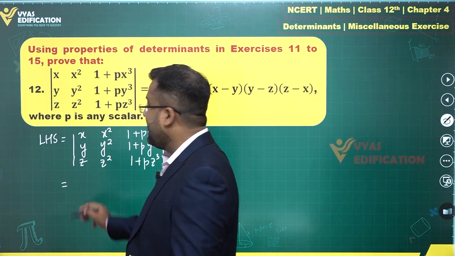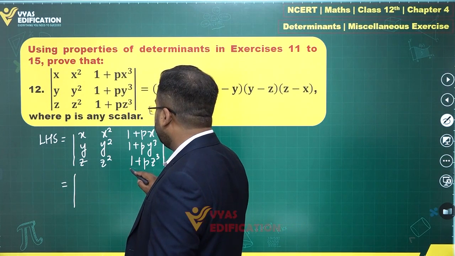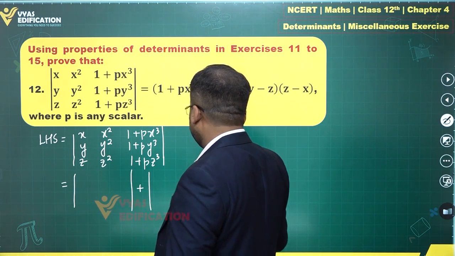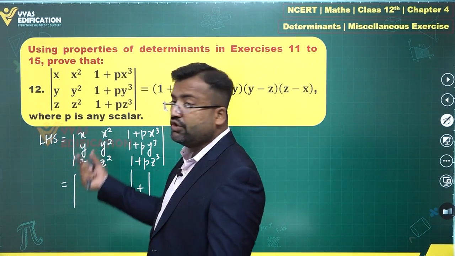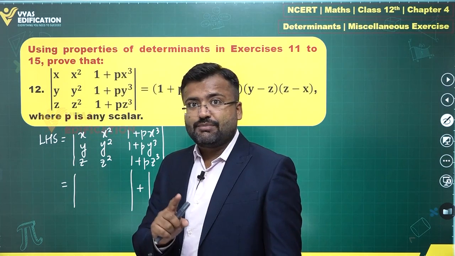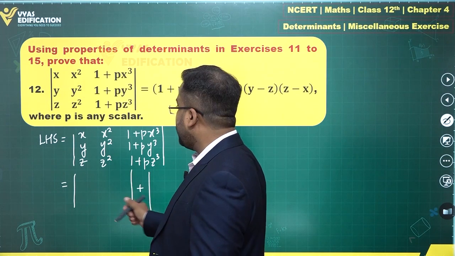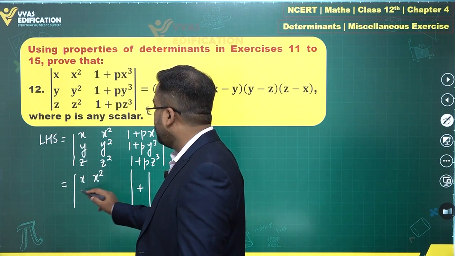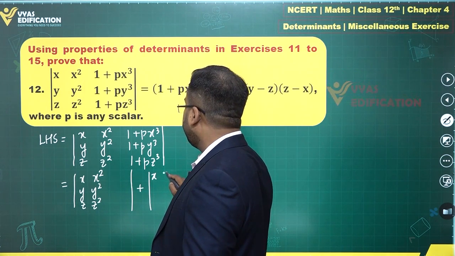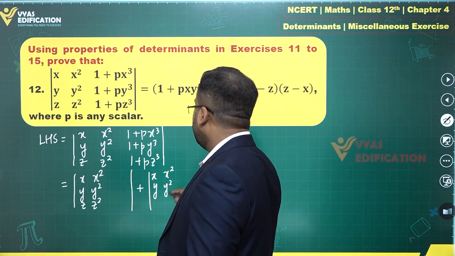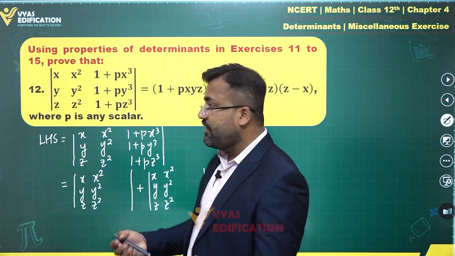Okay, and I want to write it as this. Please observe carefully. I want to write it as sum of two determinants. The important thing is for writing it as sum of two determinants, you can split along a single row or column. The other two columns should remain as it is. X square, y square, z square. If they remain as it is, then this third column, each term can be split as sum of two terms.